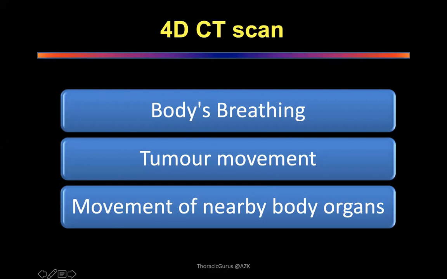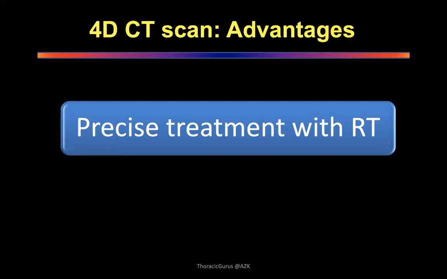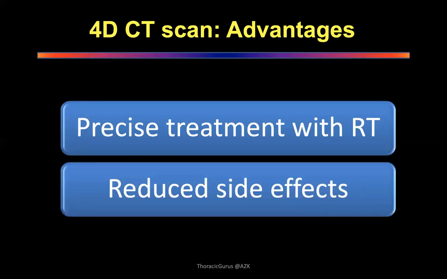All right, so this is the concept of 4D CT scan. So it takes into account the body's breathing, it takes into account the movement of the tumor, and also the movement of the nearby organs. And this adds value, particularly when you're doing radiotherapy, because then you can localize into that area and reduce the side effects into the surrounding tissue. Okay, so this is a straightforward answer for, I think Ramaswamy asked me this question. It's a very good question. It's a new technology and it's worth knowing.